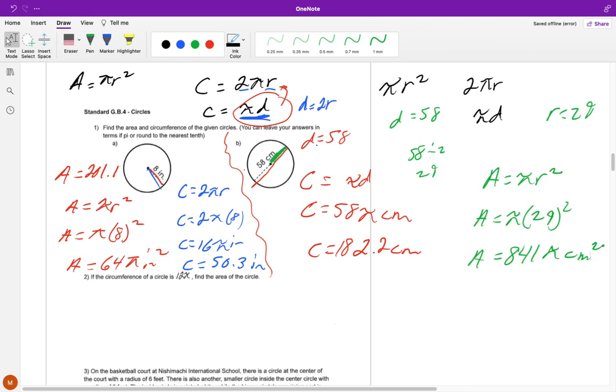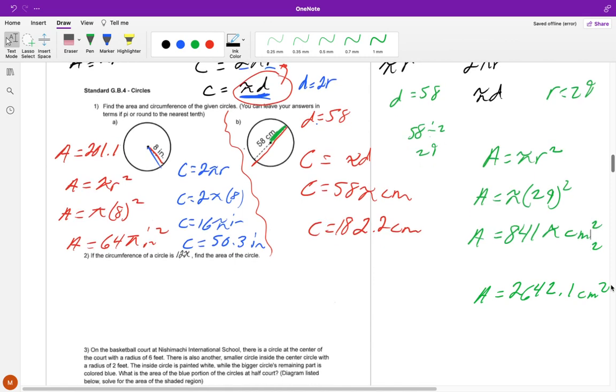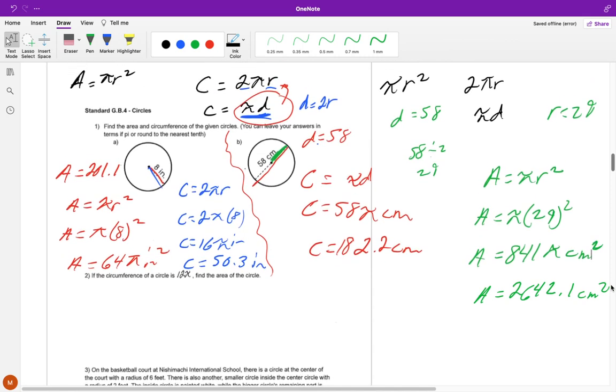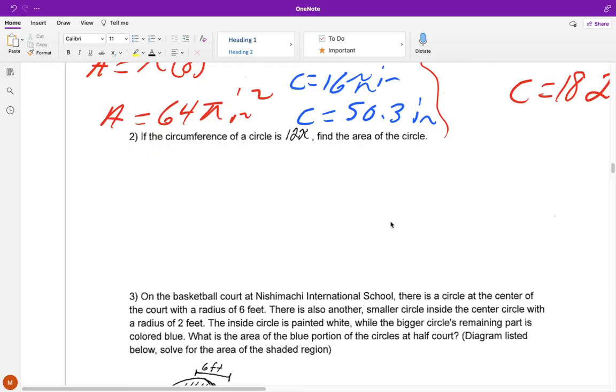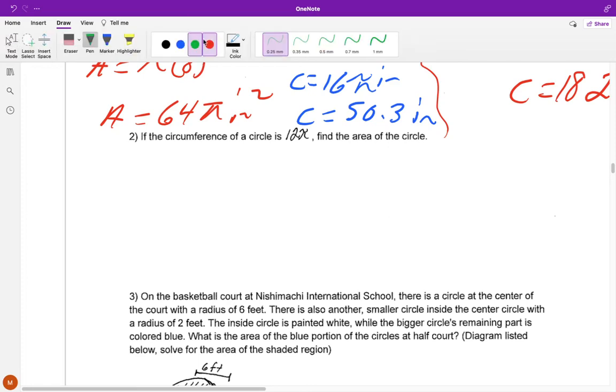And then if we wanted to round that, we would just type it in our calculator and press that S to D button. So 2,642.1 cm squared. All right, so that is just solving the basic version of it. Now is where we're kind of combining the two.